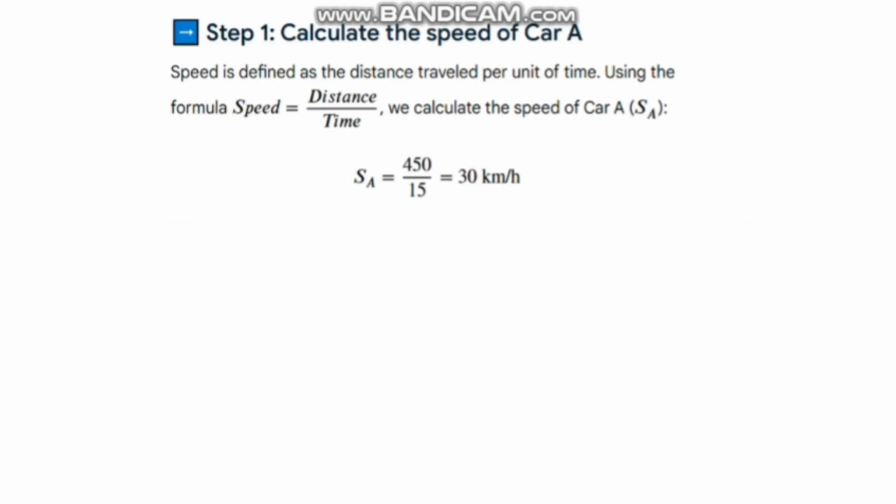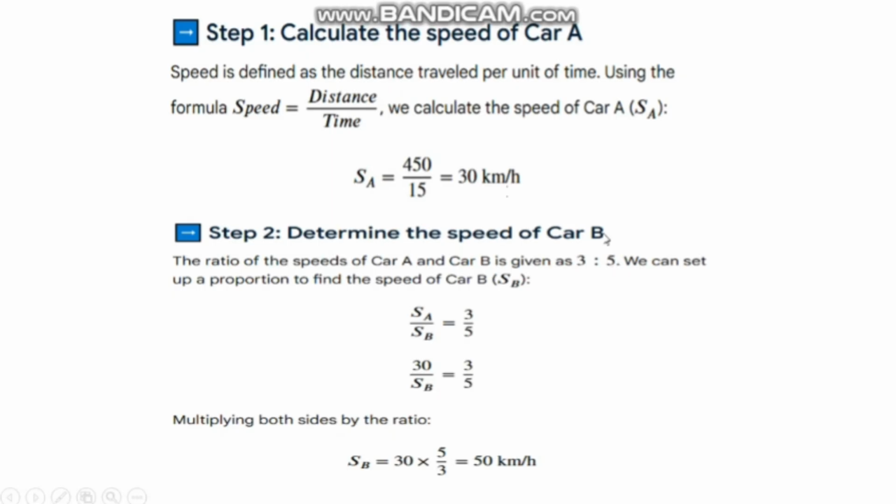First of all, the first step in the problem is to find the speed. Speed is equal to distance divided by time. To find the speed of car A, we take 450 divided by 15, which gives 30 km per hour. Then we have to calculate the speed of car B.